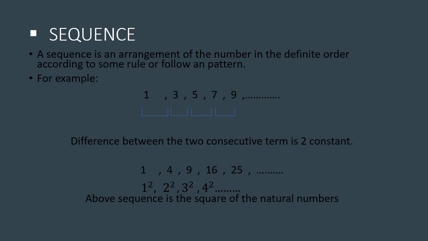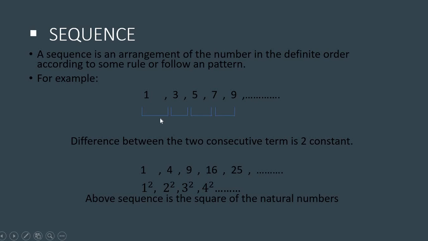A sequence is an arrangement of numbers in a definite order according to some rule, or one that follows the same pattern. It will be better understood with an example. See, there is a sequence of numbers 1, 3, 5, 7. When you look at the numbers, the first, second, third, fourth and fifth number, the difference between two consecutive numbers is the same.